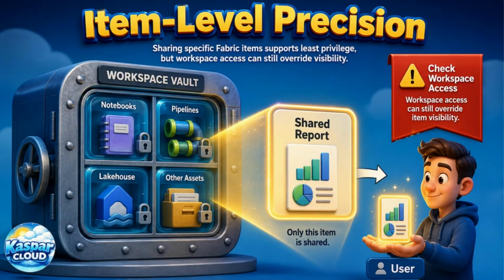Item permissions provide more precise access than workspace roles. Instead of granting a person access to an entire workspace, you can share a specific report, semantic model, lakehouse, warehouse, or other Fabric item. This is useful when consumers need access to one asset, but should not see everything in the workspace. For example, a sales executive may need one Power BI report, but not the underlying engineering notebooks or data pipelines. Item permissions support least privilege by narrowing the access scope.